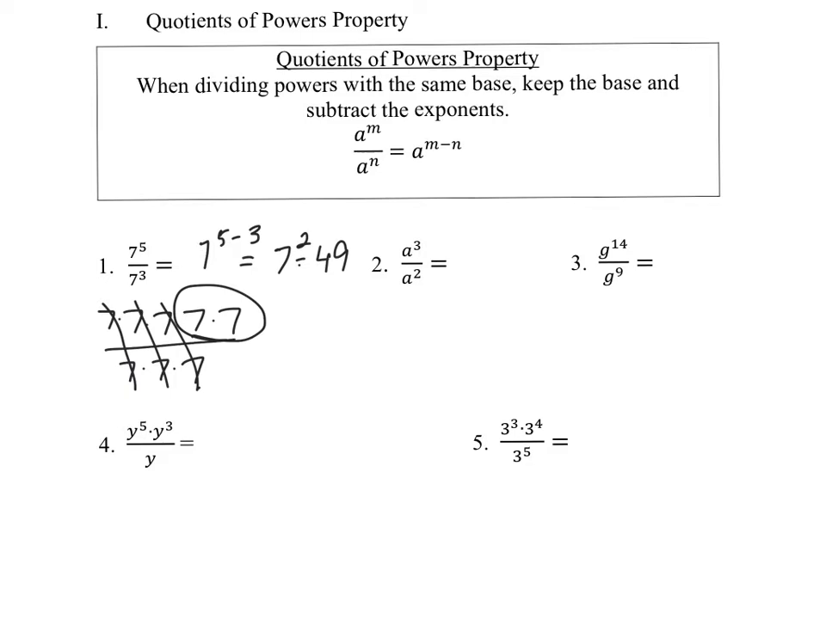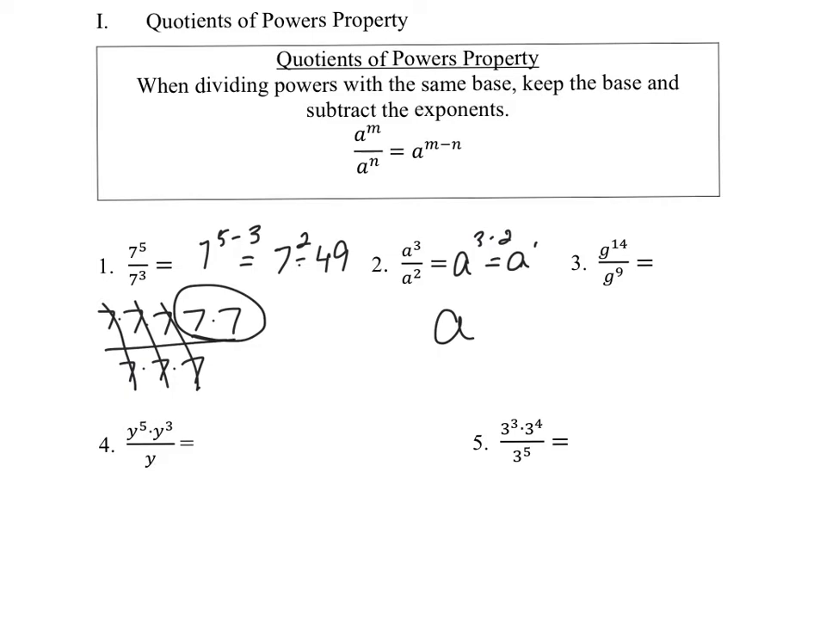So the way this property works is that instead of writing everything out like a times a times a over a times a, simply state, okay, it's the same thing as taking a to the 3rd minus 2, which is going to be a to the 1st power, which we do simplify again and just say that it is a.